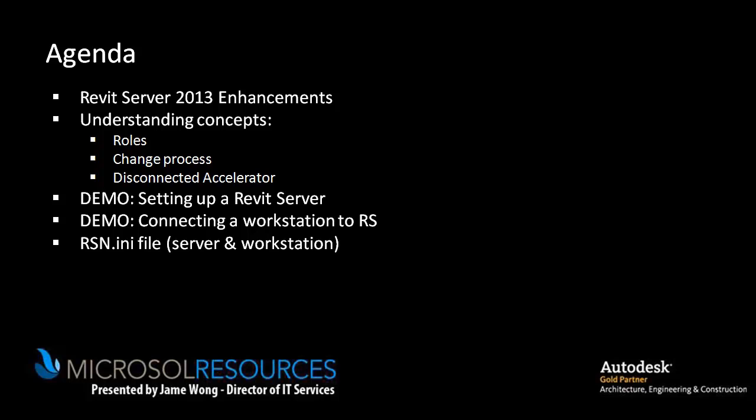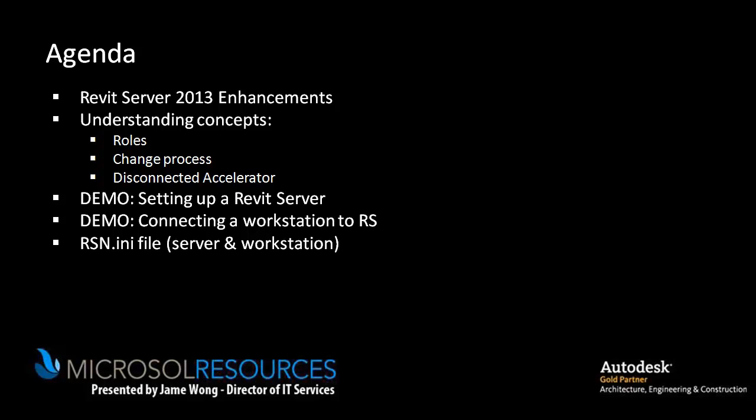We'll also introduce some concepts, like different roles. 2013 has the host, the accelerator, and the admin role, and you need to decide how these roles are configured on the network. Lastly, we're going to go through a demo, setting up and configuring a Revit Server on my virtual machine, as well as connecting Revit Architecture 2012 to my Revit Server.